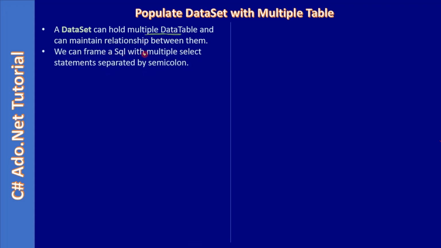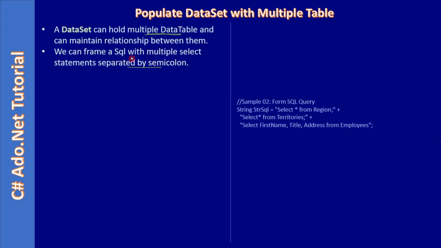We can frame a SQL with multiple select statements separated by semicolon and give that to the data adapter. So here if you see, one select statement is taking data from region, the next is taking data from territories, and the third one is taking data from the employees table. So we are taking data from three different tables in the database, and the queries are separated by semicolon. Right here you can see a semicolon.